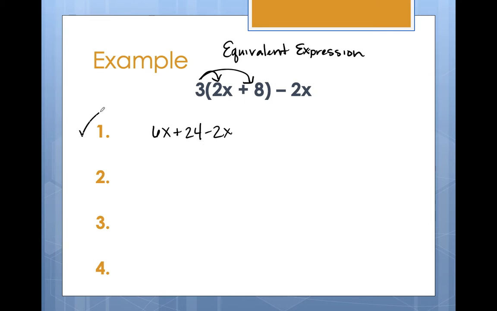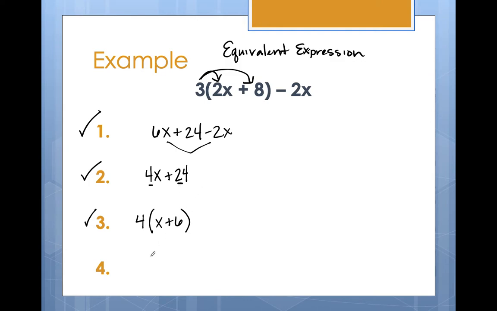So this would be one equivalent expression to the original expression. That's if you use the distributive property. You could take it a step farther and actually combine the 6x and the minus 2x and make it 4x plus 24. This is actually in simplest form. That would be an acceptable answer. And then another option is to factor it. Remember, factoring means that you're going to pull the greatest common factor out, which would be 4. So that would be 4 times the quantity x plus 6. That is a third option for your answer.